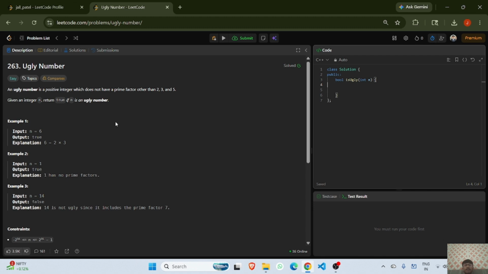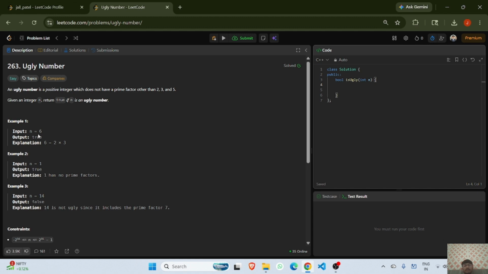We are given an integer n. A number is called an ugly number if its prime factors include only 2, 3 and 5. We need to return true if the number is ugly, otherwise false.